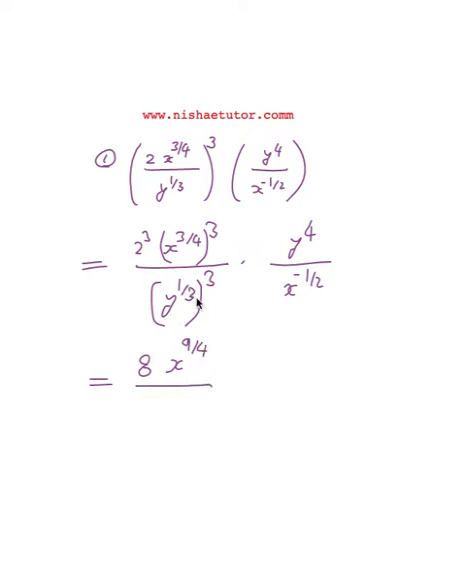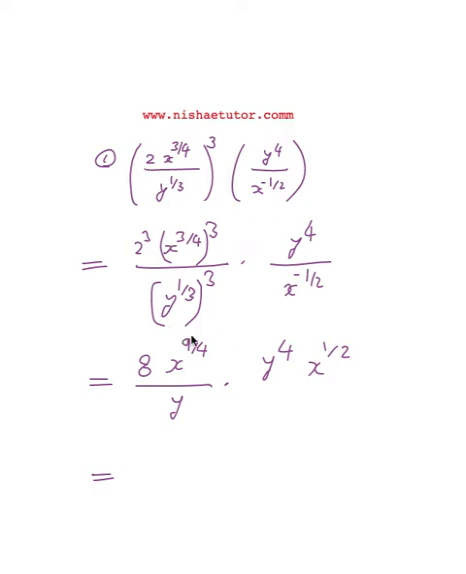Here y to the power 1/3 to the power 3, power to the power means multiply. So 1 upon 3 multiplied by 3, the 3s cancel, so here it is just y to the power 1, or we can write y, the same thing. Y to the power 4, here this is negative, so it goes up and it will become positive.